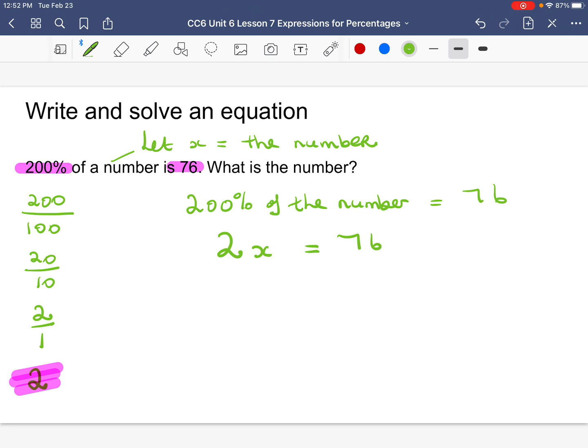I can solve it. 2x means 2 multiplied by x, or x multiplied by 2. I want just x, so I've got to divide by 2. 2x divided by 2 and 76 divided by 2. You've got to do the same on both sides. 2 divided by 2 is 1, so I'm left with x equals 76 divided by 2, which is 38. And let's go back and see if there are units, and there aren't. It's just a number. So x equals 38. The number is 38.